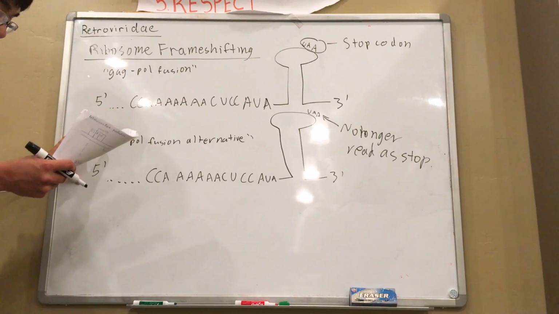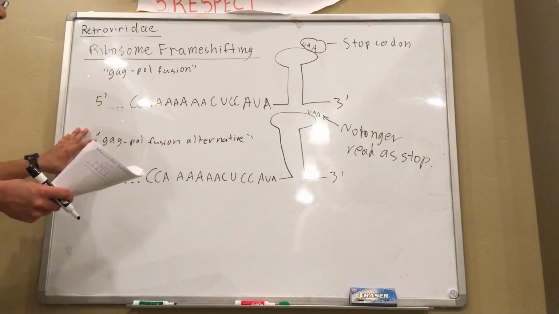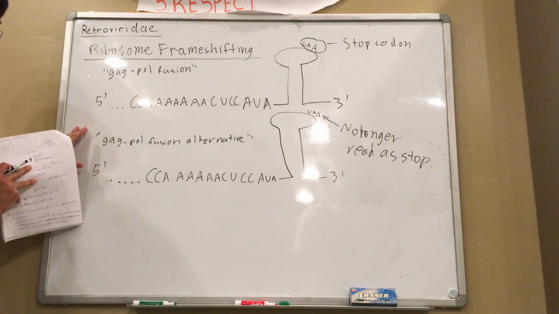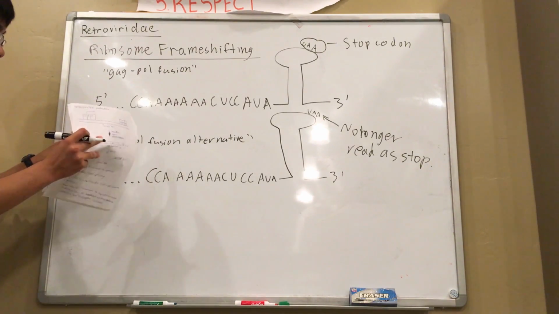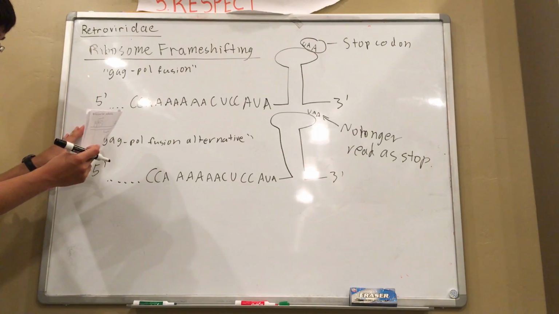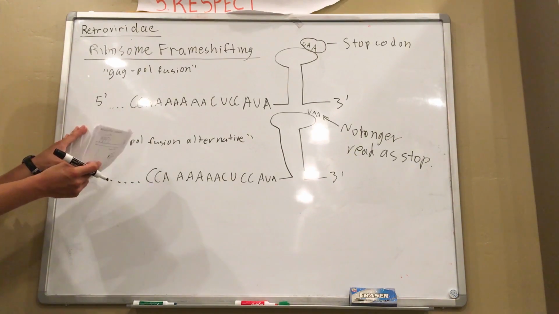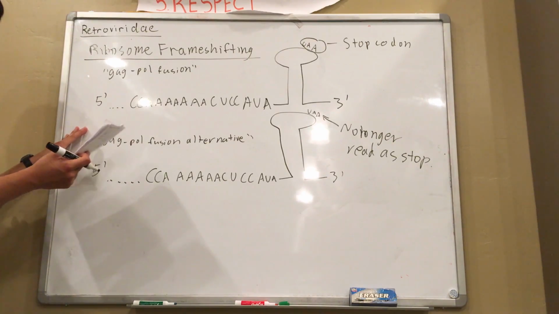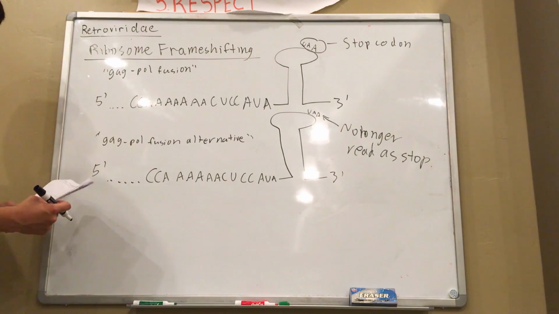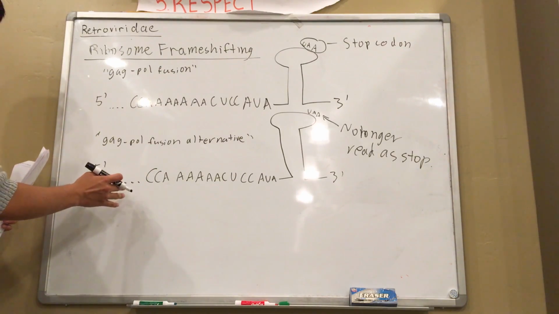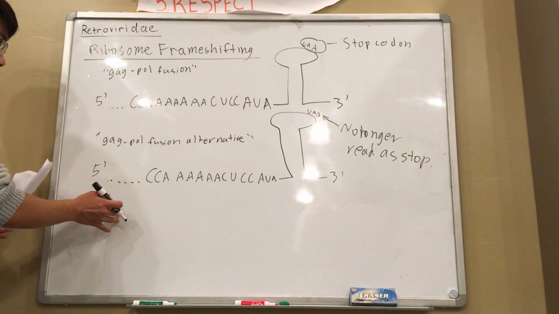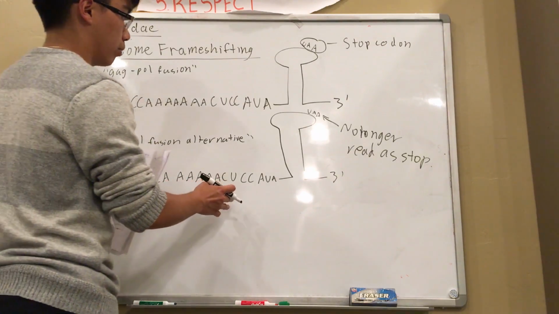Sometimes what happens is that the ribosome, it's almost like it's sight reading, like it sees ahead of it that there's a stem loop. It sees a stem loop, it starts to stall. And when the ribosome stalls, it allows for a frame shift. When there's a frame shift, you shift reading frames and you get the Pol proteins instead.